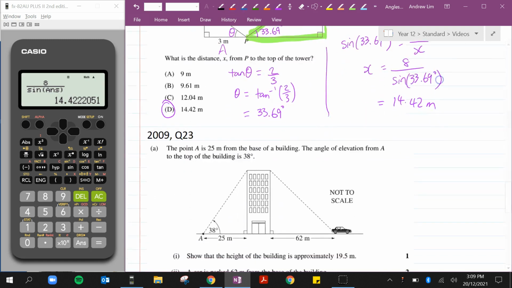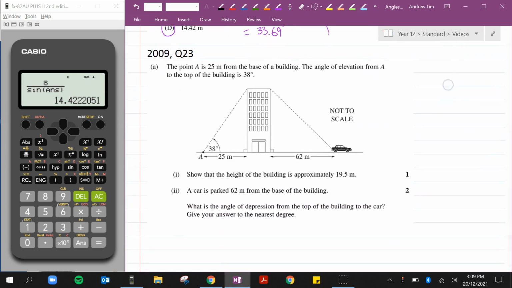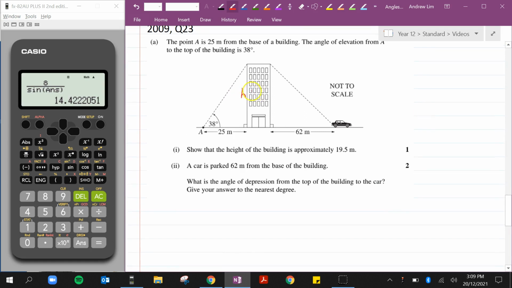Alright, let's have a look at question 23 of the 2009 paper. This is part A, part 1. The point A is 25 meters from the base of a building. The angle of elevation from A to the top of the building is 38 degrees. Show that the height of the building is approximately 19.5 meters. So this is the height that we need to prove is 19.5. So that's opposite the 38 degrees.